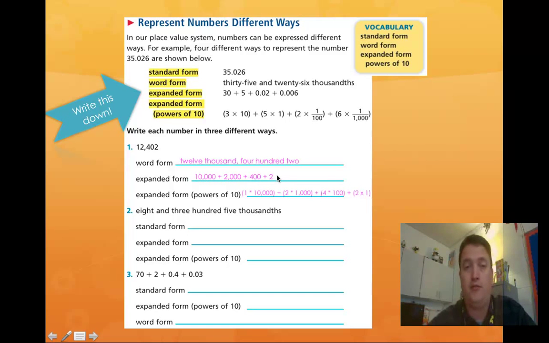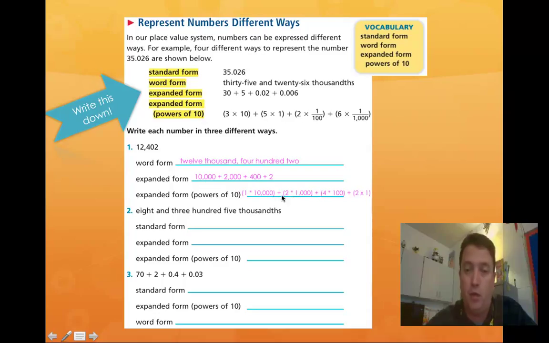Let's look at the expanded form in powers of 10, okay? You'll see that we've got 1 times 10,000 plus 2 times 1,000 plus 4 times 100 plus 2 times 1. You will notice, ladies and gentlemen, that every single one of the second numbers in these parentheses has a 1 at the beginning. The number that you multiply is the number that's going to be the first number you see in this. So you're always going to have the big number up in front here when you're multiplying place values.